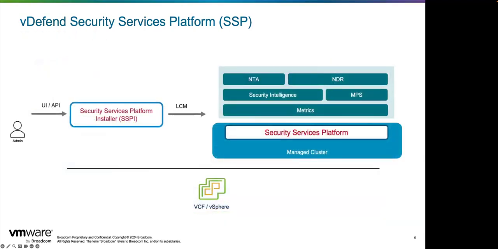Another view looks like this. We have a UI and the API that can go into the security services platform, and then it does the lifecycle management of the entire platform. Again, we have different services like NTA, NDR, security intelligence, and different metrics. They all sit on top of the security services platform, which is that managed VM cluster that we saw earlier.